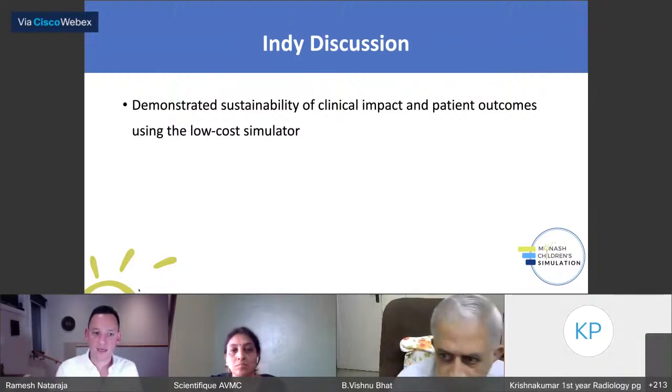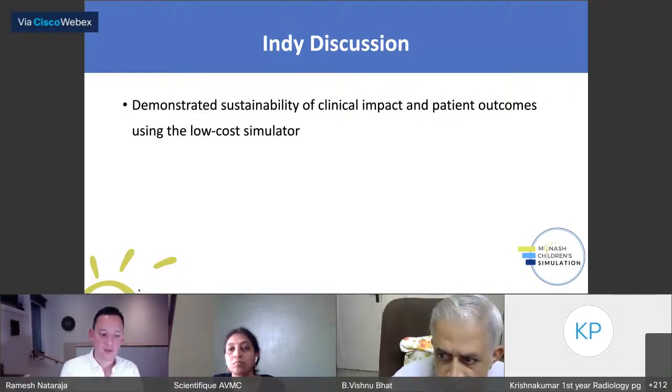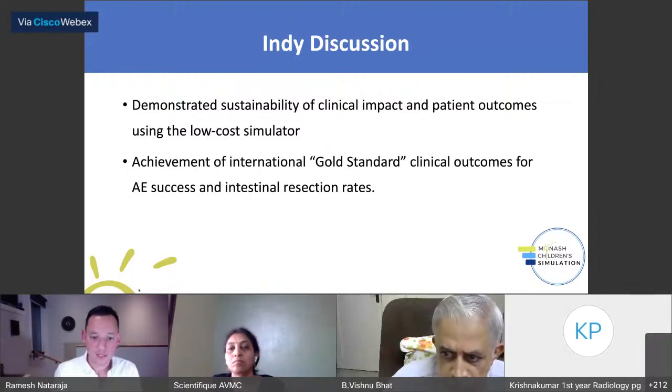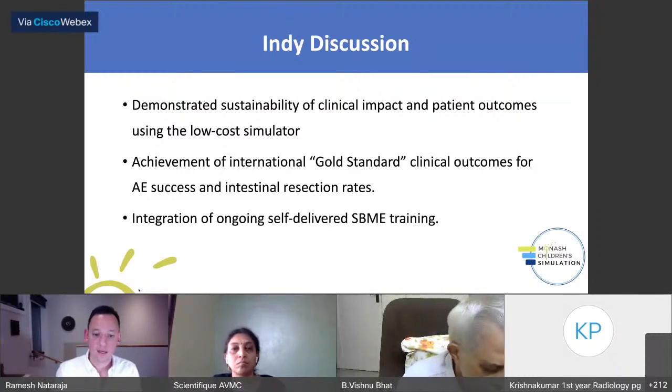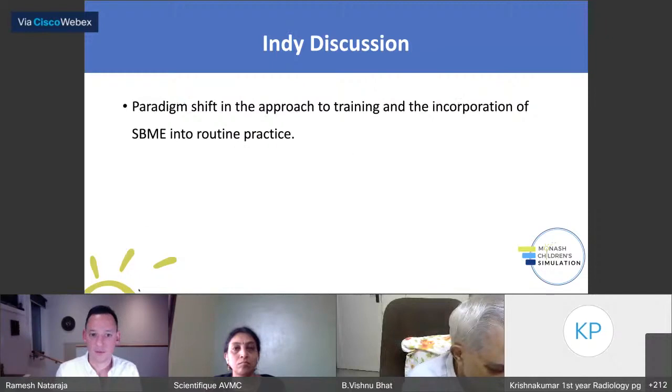Patient outcomes got better, using low-cost simulation and 16 Australian dollars to actually do it. And the machine we actually donated to them was designed by our Vietnamese colleagues who we've been working with over the years, and only cost $100 as well. So all very low cost. And we made sure that when they used it, they used the equipment that was available in country. And they've actually achieved international gold standards. And they're integrating their own self-delivered simulation-based medical training as they're going along. And as we said, far-reaching clinical effects as well.